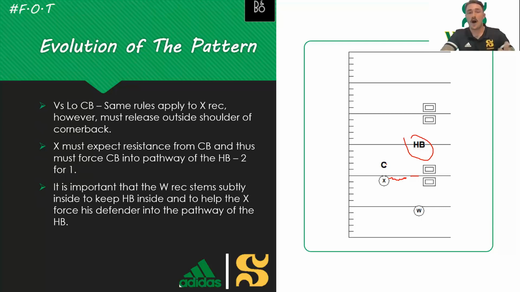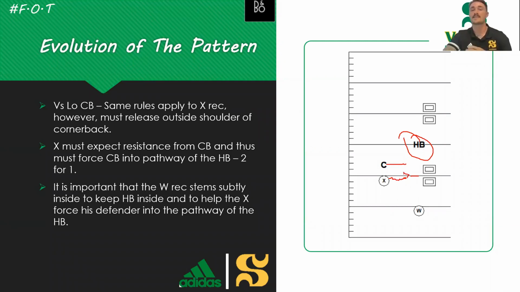If the corner follows him inside, instead of taking an inside release on this guy, if he takes an inside release, there's a possibility that the corner could push him inside and the halfback could play over top. Instead of taking an inside release right here, just before the snap, try to get an outside release on this cornerback.